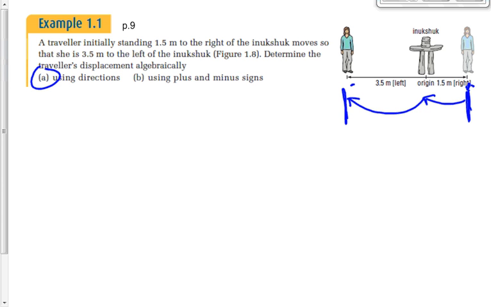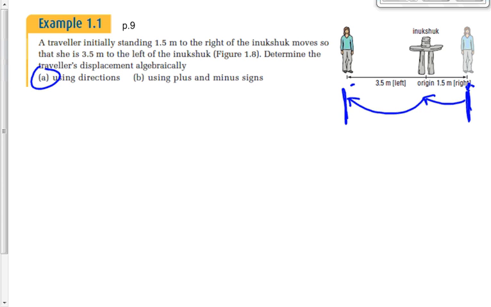You guys know this, okay? What's her change in position? What's her displacement? Did she change direction? No. What's her distance traveled? How far did she go? 5 meters. Okay, if she didn't change direction, then her displacement will be the same number, but with the direction, right? So her displacement here will be 5 meters to the left.